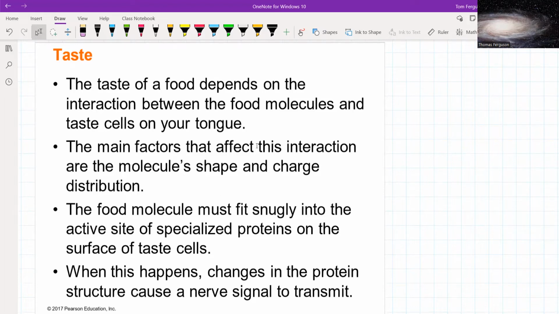So basically, it's got to fit into this active site. And if the active site changes through manipulation of pH, through heat, a number of things, then that active site isn't as available anymore, where that substrate, sugar in this case, will fit in there. But other things can fit in there as well. If something else will fit in there, you taste sweetness.